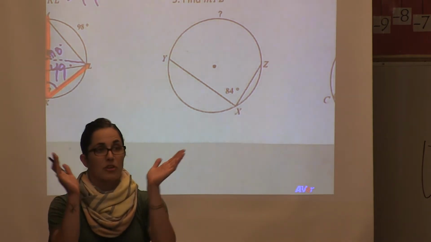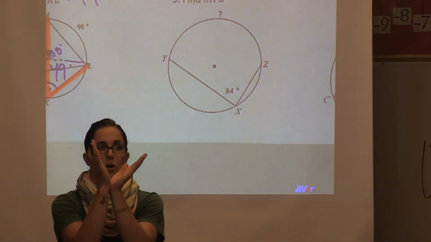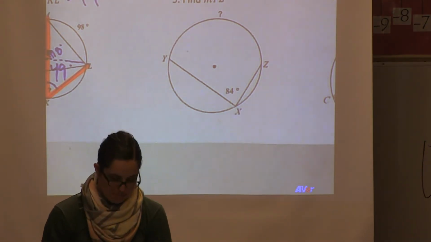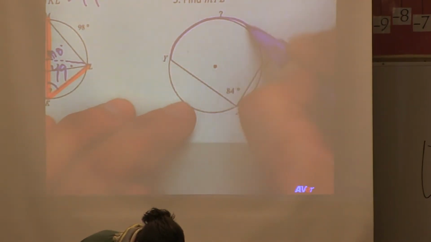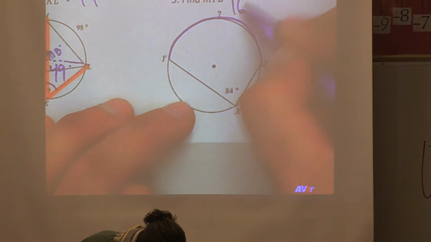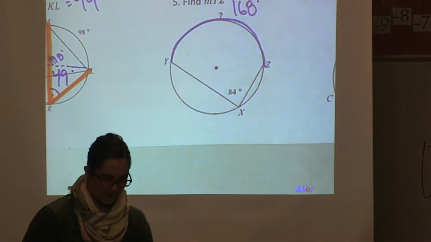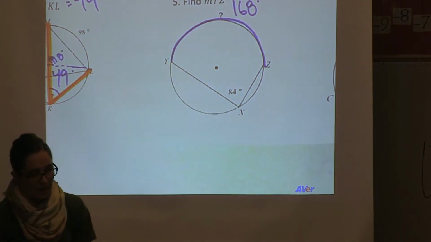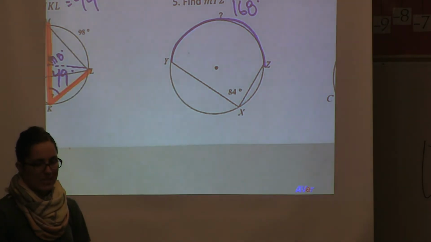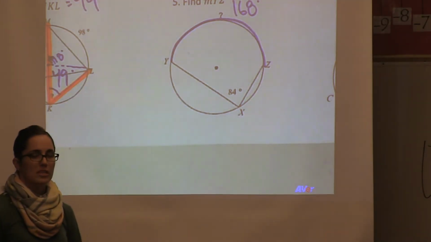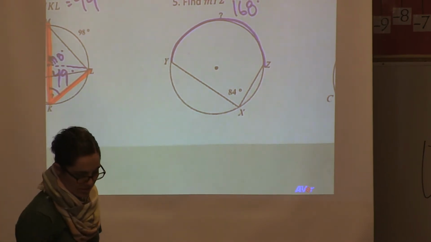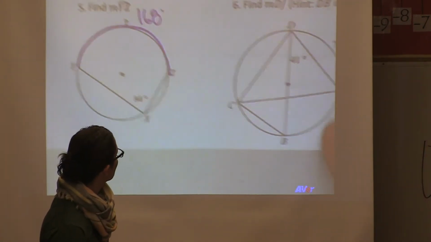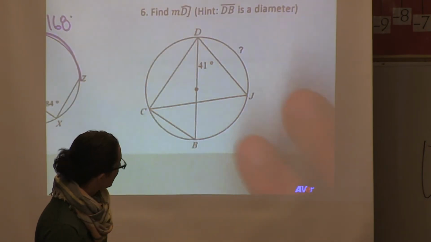If you have 84 degrees now for your inscribed angle, what's the whole arc length? What's this whole thing right here? Whatever double that is, 168 degrees. All right. Number 6 is moving on to kind of a B level question. Gotta think a little bit.